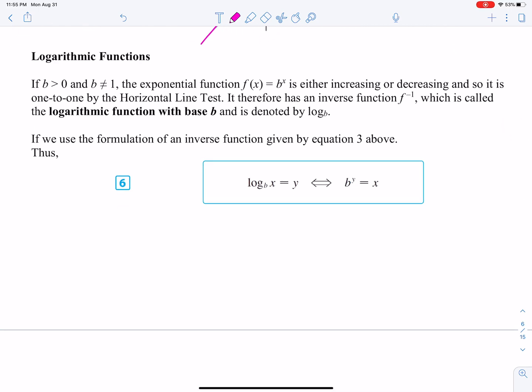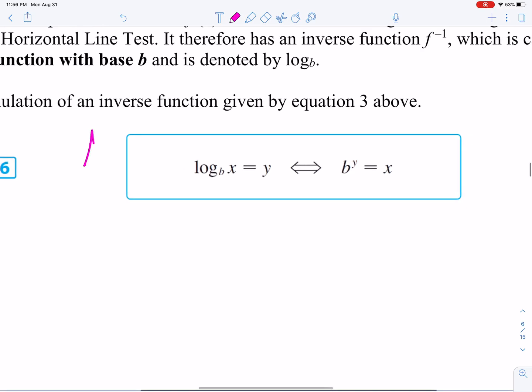Now, logarithmic functions. So remember, I told you how important these were. We did cover them in a previous lecture. We're going to go over them again because that's how important they are. Okay, so I will go over these a little bit quickly because I have talked about them. But again, they're very important. Each one of these log rules is very important.